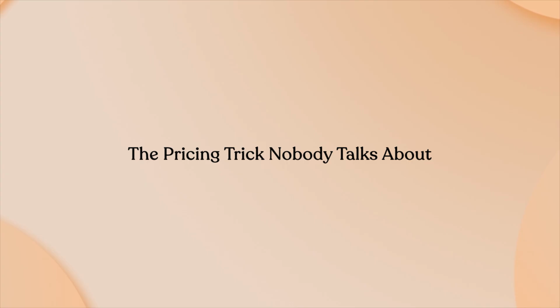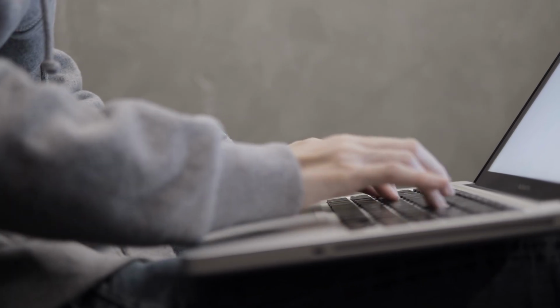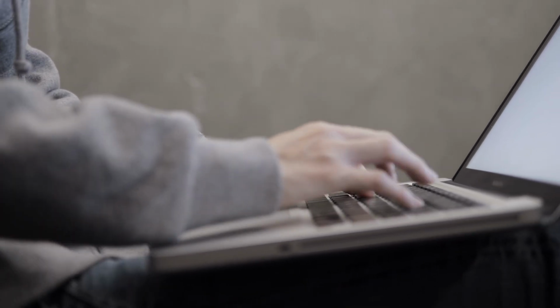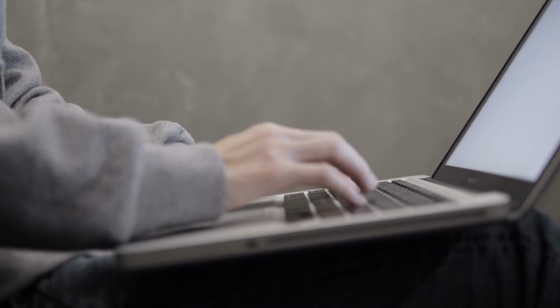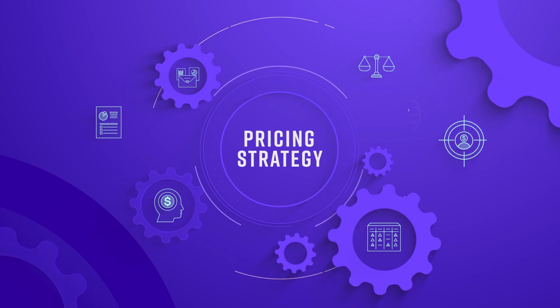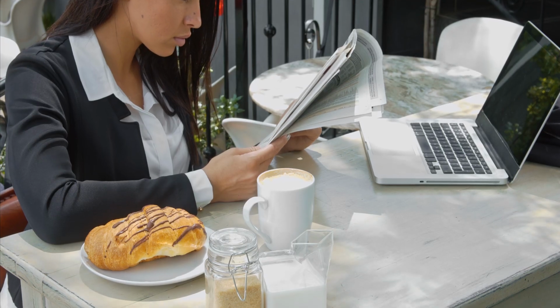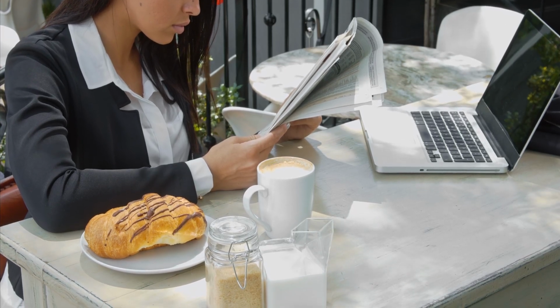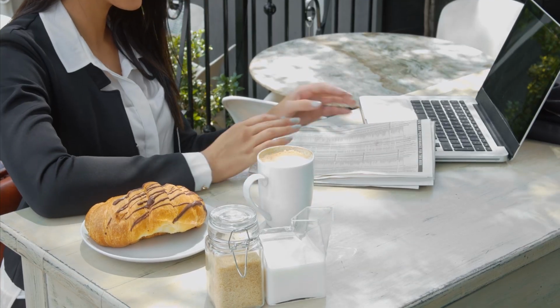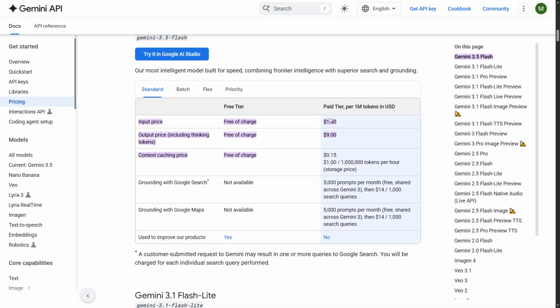The pricing trick nobody talks about. Okay, brace yourself. This is where Google gets sneaky in a way that actually benefits you if you understand it. Gemini 3.5 Flash has 4 pricing tiers, not 1. And most articles you read will only quote the standard rate, which makes it look like a normal model. It's not. The standard rate is $1.50 for a million words in, $9 for a million words out.